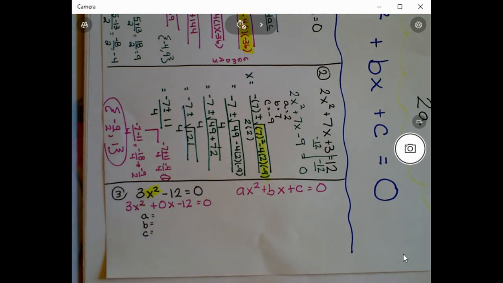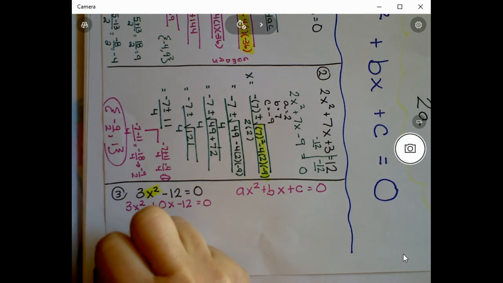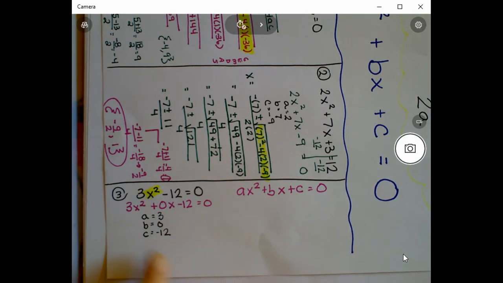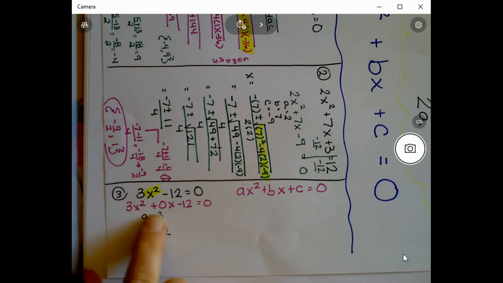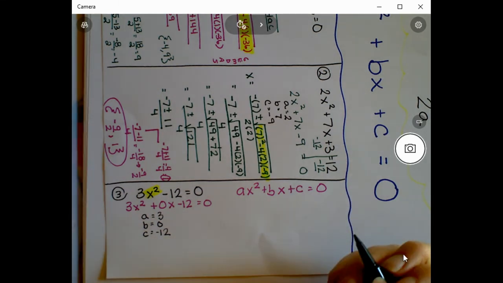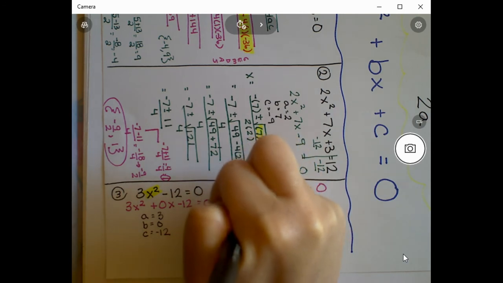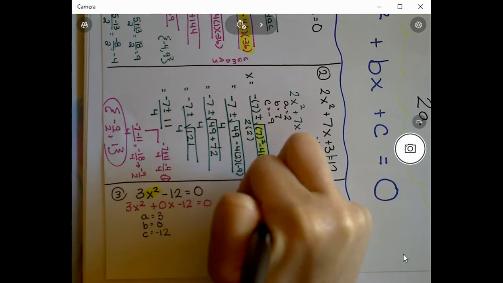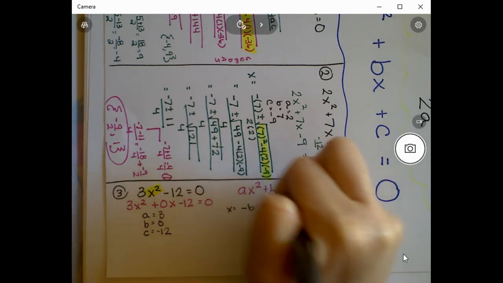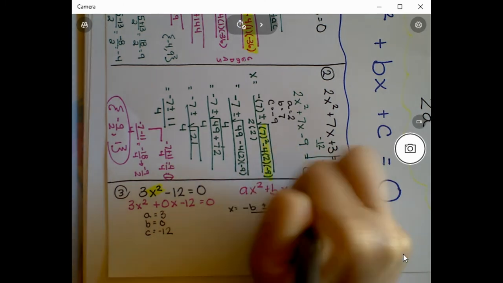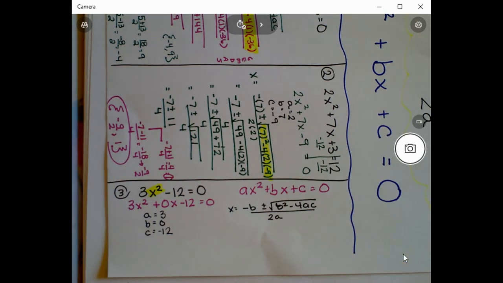Go ahead and see if you can fill in a, b, and c. Pause the video and then come back and check. Okay, you're back. A is 3, b is 0, c is negative 12. Because 3 is the coefficient of x squared, 0 is the coefficient of x, and negative 12 is a constant. We're going to use the quadratic formula to figure this out. So x equals negative b plus or minus the square root of b squared minus 4ac all over 2a. Hey, you're lucky you got a reprise.